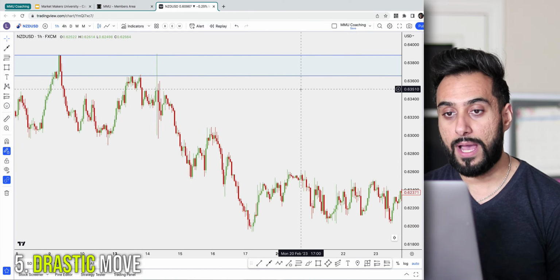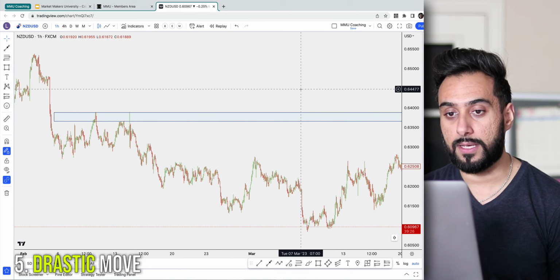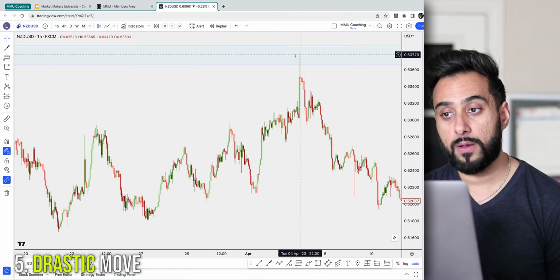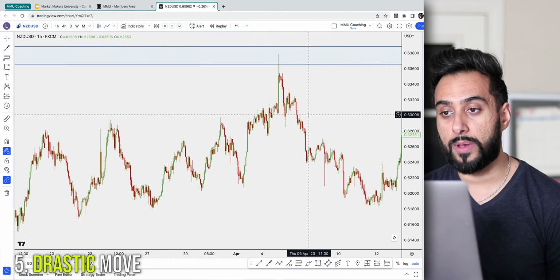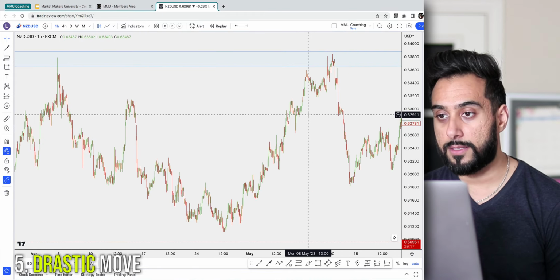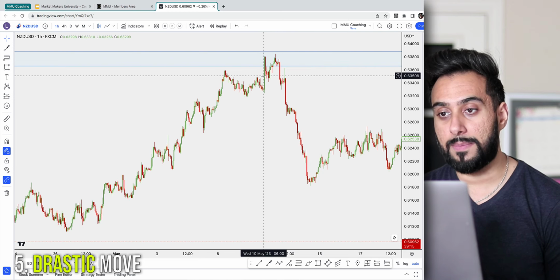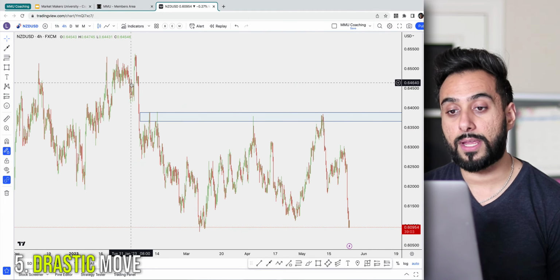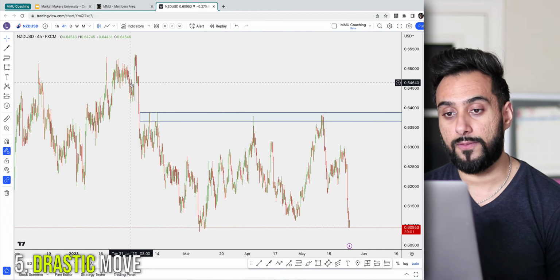And what happened again in the future? Same exact concept. Next time it approached, wicked up, landed within the zone, plummeted all the way back down. And this most recent time here, same exact thing. Went up, reacted, and went all the way down. This is an example of the market violently reacting at a specific area.